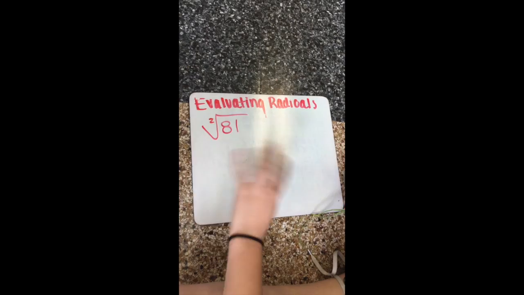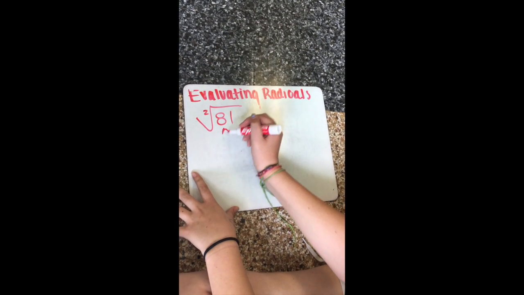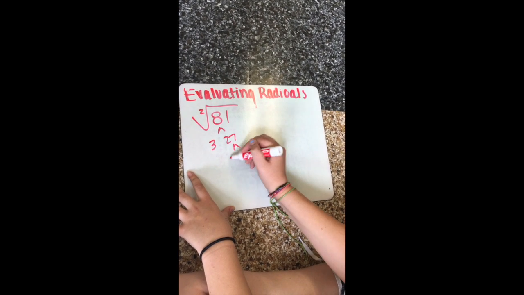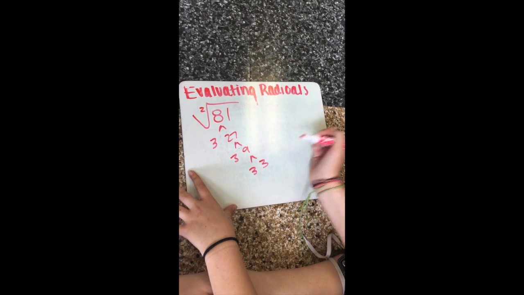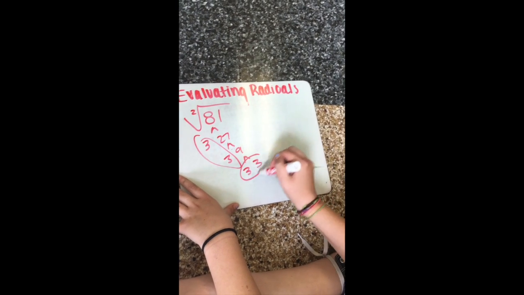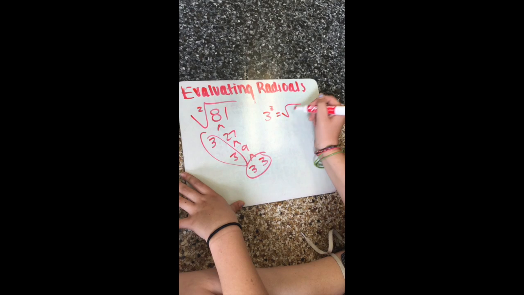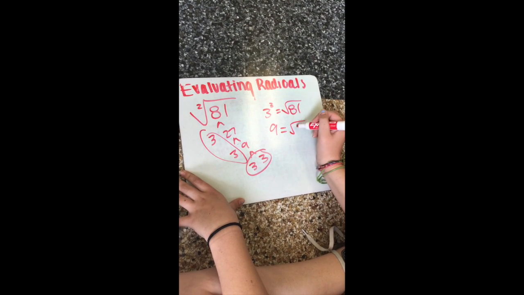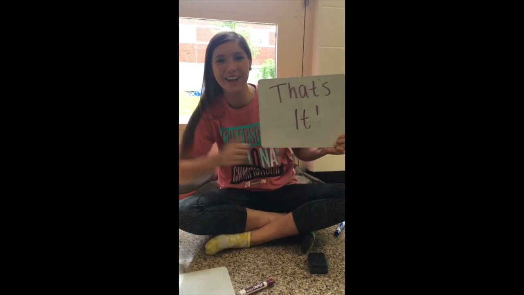Okay, so to evaluate radicals, you want to take numbers out of them evenly. So first, out of 81, you would take 3, and that would give you 27, and then you can take 3 out of that again, which would be 9, and then it would be 3 and 3 again. And since it's 81 radical 2, you want to put them into pairs of 2's. So 3 root 3 would be equal to the square root of 81, and that is 9 is equal to the square root of 81. And that's how you solve radicals.